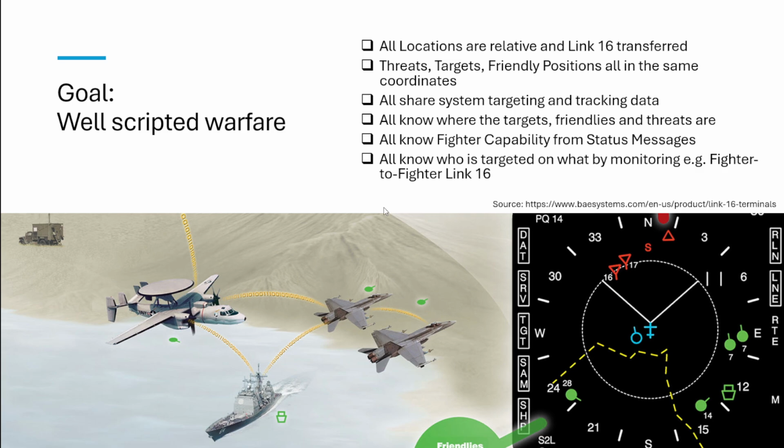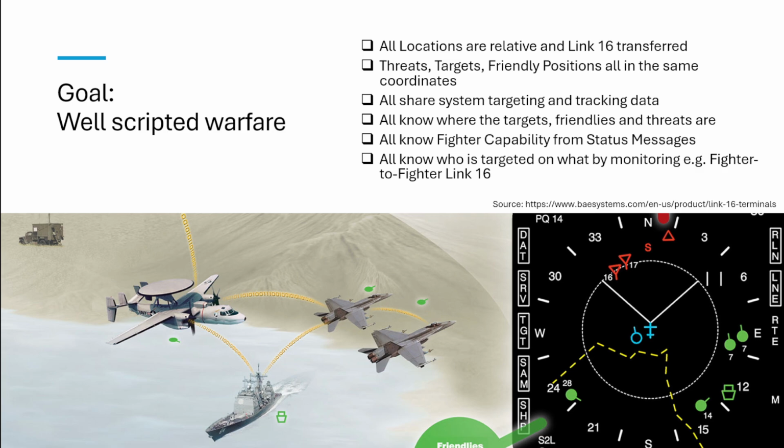Link 16, like any other tactical data link network, focuses on the following points, which are these bullet points here. In principle, all locations are relative and are being transferred over the Link 16 network. Threats, targets, friend positions are all in the same coordinates, so they can be transferred. Everyone who joined the network shares system targeting tracking. That's important. You're going to see some live information on that.